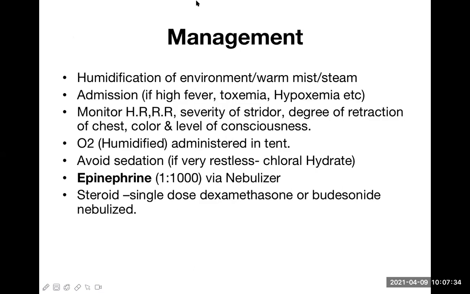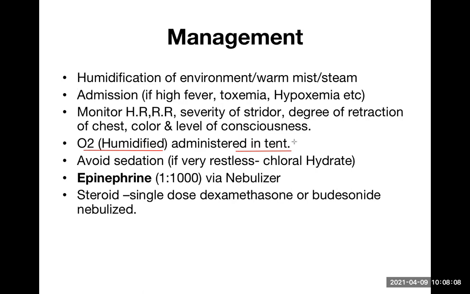Now, how to manage this type of child? So first of all, the child is breathless or hypoxic. So give oxygen, and give oxygen in the humidified form. See this? Humidified form. This humidified oxygen is administered in a tent. Now you may be wondering why it is given in the tent form. Why not in the mask, or why not in the nasal cannula form?